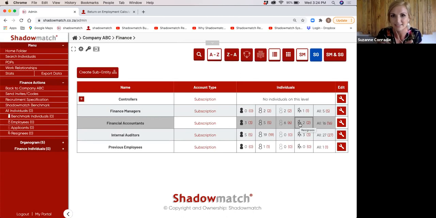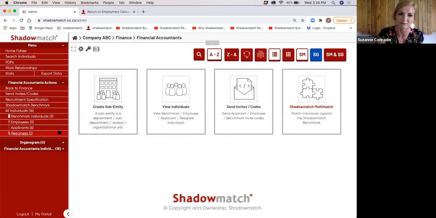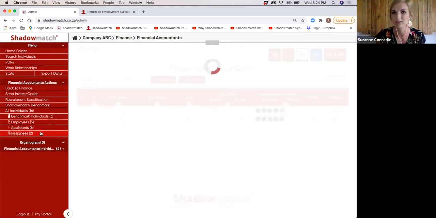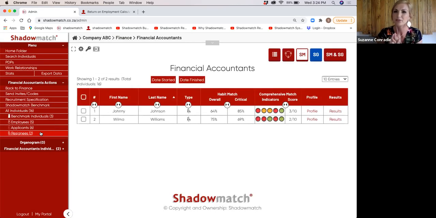So let's go and see. Let's see what happens. In financial accountants, we have now identified the individuals that did not work in our environment. So Johnny and Vilma used to work in this role, didn't fit, didn't work for us. What can we learn from their habits to manage this better and to make sure we get the full value of the data on the system? Where do I find my resignation benchmark?